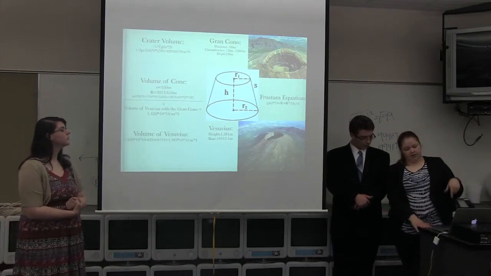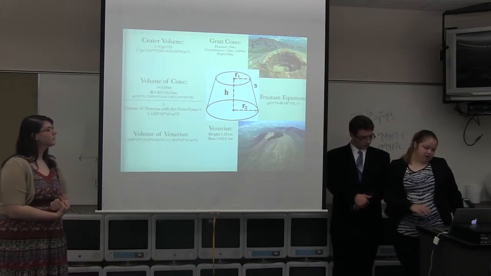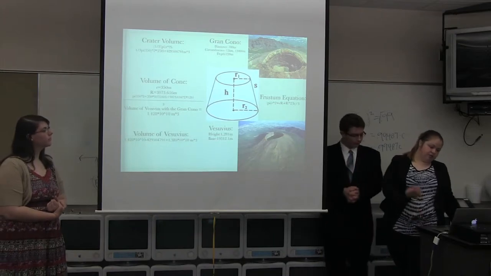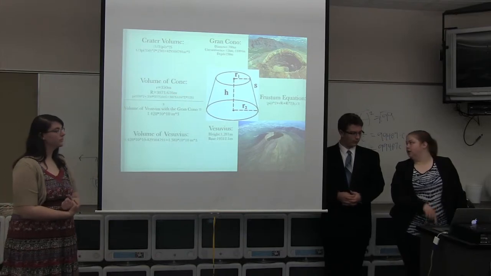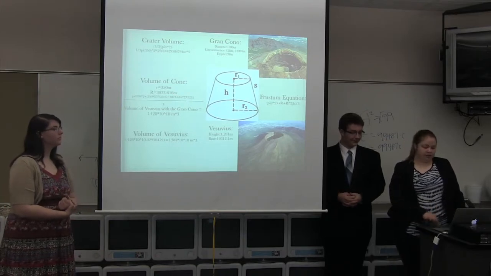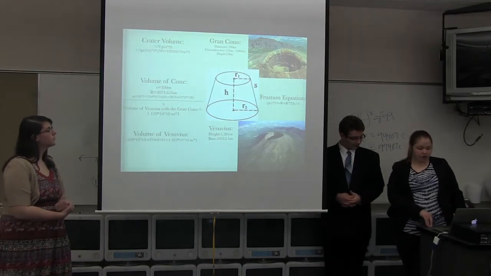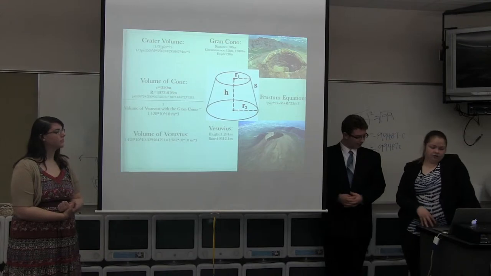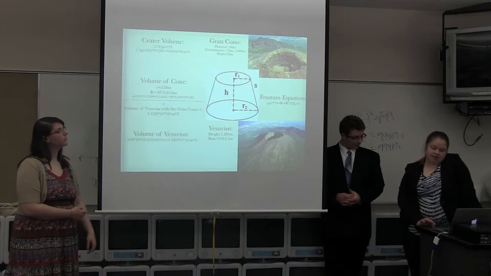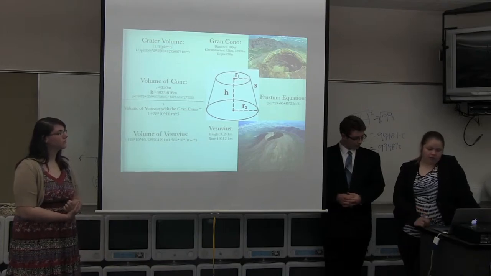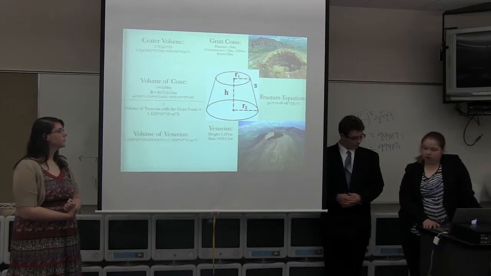pi r squared plus little r, big R, big R squared, h over 3, and the little r was 350 meters, which is the radius of Gran Cono, and then for the big R, we did 2 pi r equal to the circumference of the base, and we got 3,073.616 meters. And so the volume of Vesuvius with the Gran Cono is 1.428 times 10 to the 10th meters cubed, but without including Gran Cono, it is 1.385 times 10 to the 10th meters cubed.